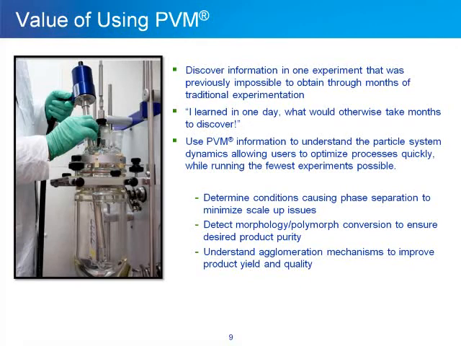So the value of using PVM is to discover information in one single experiment that was previously impossible through even months of traditional experiments. A common thing that we've heard is that in one day we learned information that would have otherwise taken months to discover. And once that information is obtained, users can use the PVM information to understand the particle system dynamics and allow the system to be optimized quickly while running the fewest experiments possible.